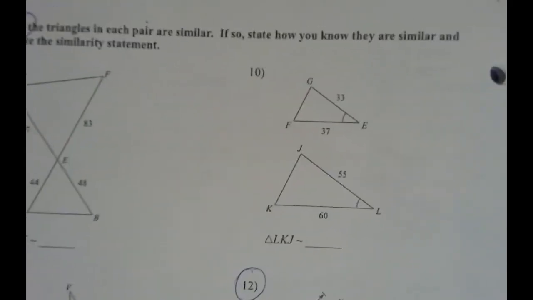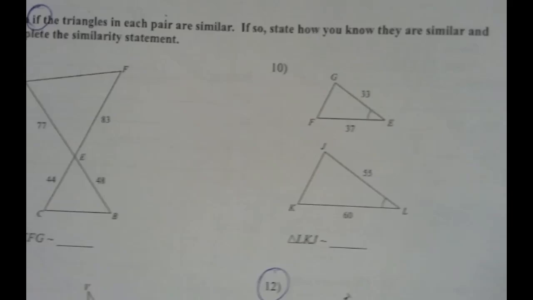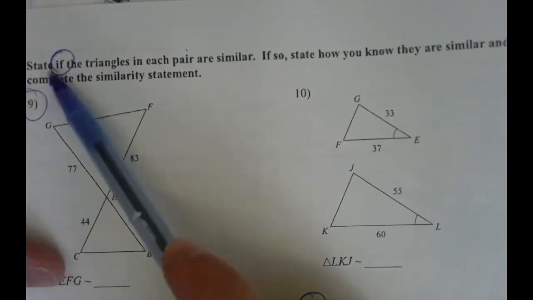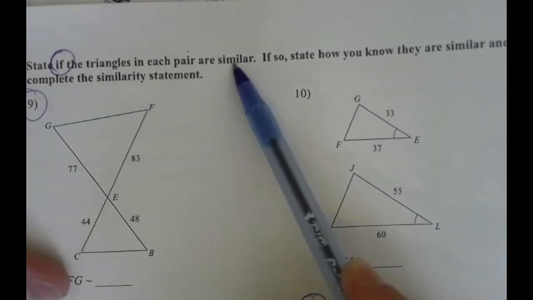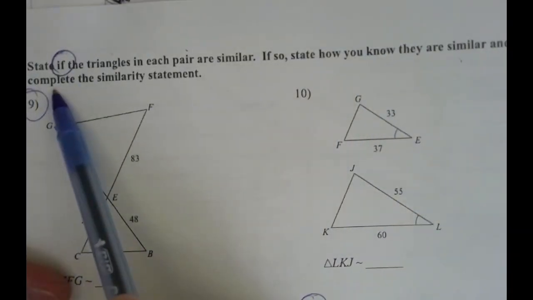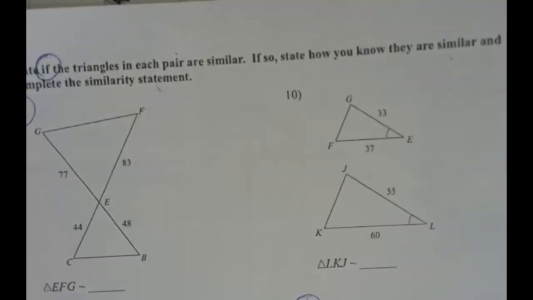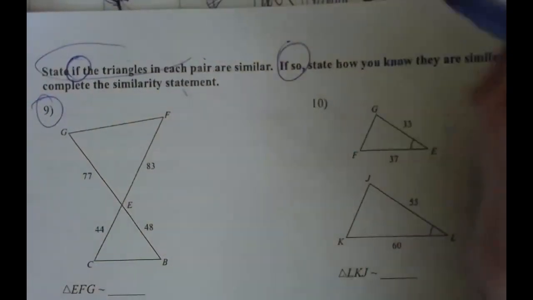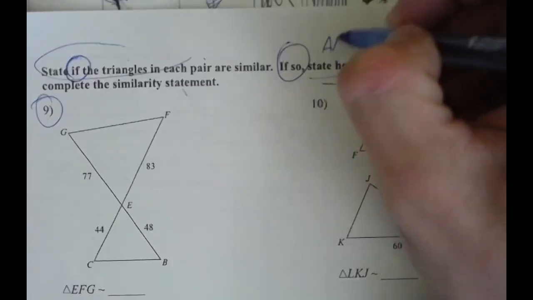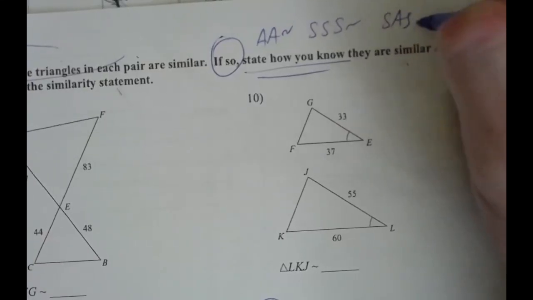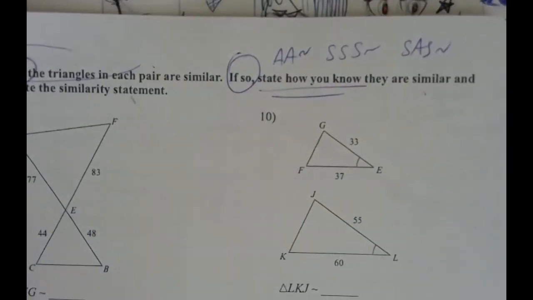So, I'm going to start with these. Let's read the directions as we should. Any good student would. The instructions say, state if the triangles in each pair are similar. If so, state how you know they are similar and complete the similarity statement. So, what does that mean? First, we're going to check, are the triangles similar? If they are, state how we know. So like which method? Angle, angle, similarity? Side, side, side, similarity? Or side, angle, side, similarity? Those are the three possibilities for being similar.